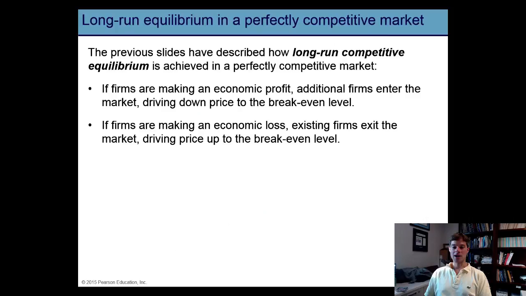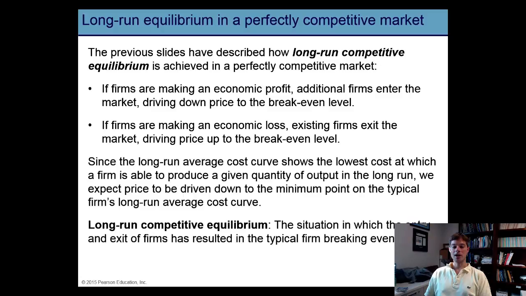So to summarize, we are not at a long run equilibrium as long as firms are either exiting the industry to avoid losses or entering the industry to get economic profits. We are at a long run equilibrium when the entry and exit of firms has stopped, and that will stop when firms in the industry are breaking even.